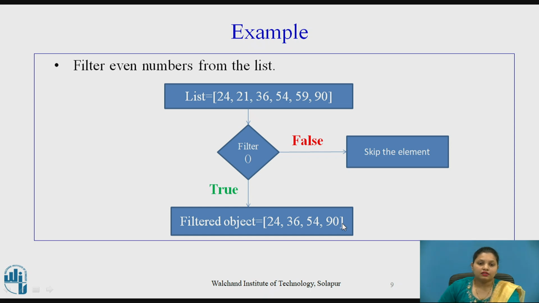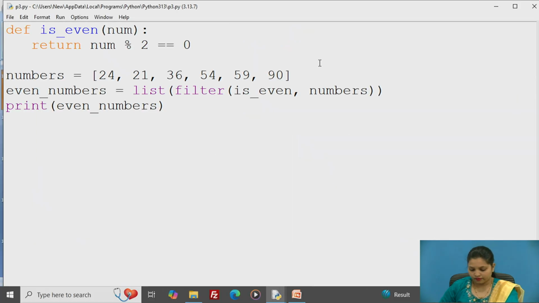Next we will see the program to filter even numbers from the list. First we have defined a function is_even that checks if the number is even. When the number is divided by 2, if the remainder is 0, then the number is even, otherwise it is an odd number. Next we have created a list of numbers containing a mix of even and odd numbers.